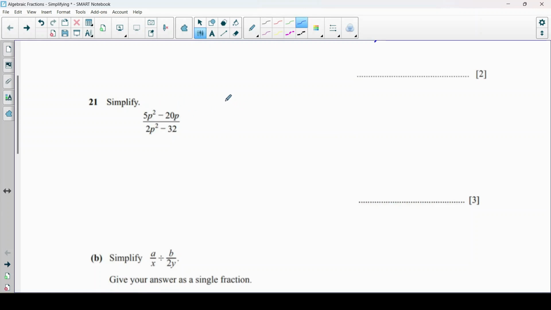Let's factorise the top. So I can take 5p out of both of these. So 5p brackets p minus 4. 4 times 5p gives me 20p. On the bottom, it looks like I can take 2 out of both of these, so that's what I'll do.